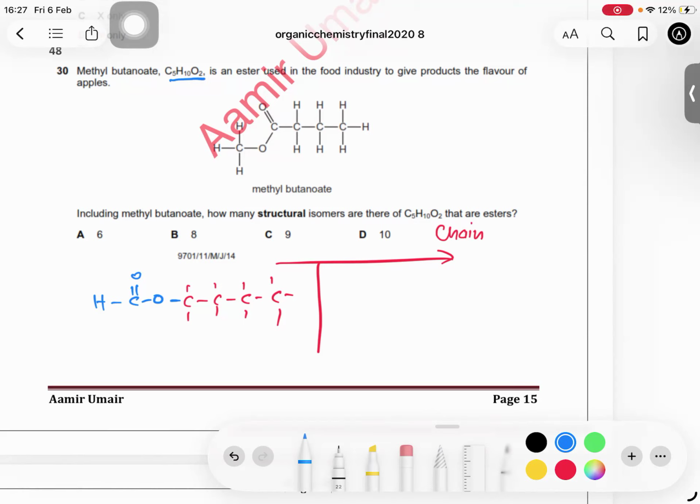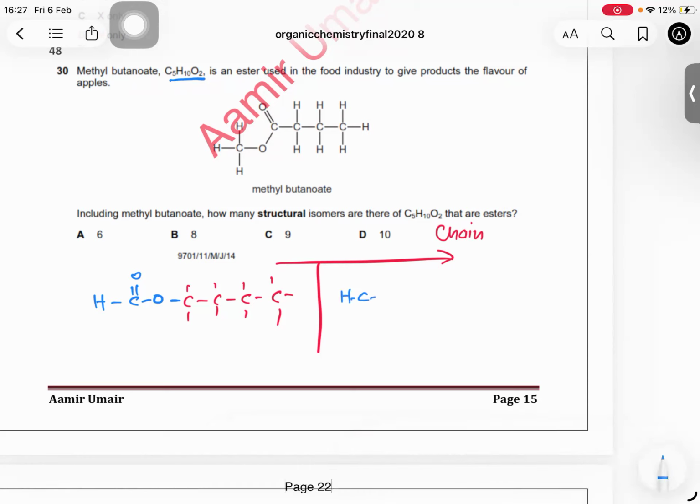How many? Okay, let me draw it. Now I'm going to make the chain isomers. So here you go. I'm going to put 3 carbons in the chain and 1 in the branch. Again, I'm going to make a chain isomer. I'm going to put 2 carbons and 2 branches here. So these are the 3 chain isomers.